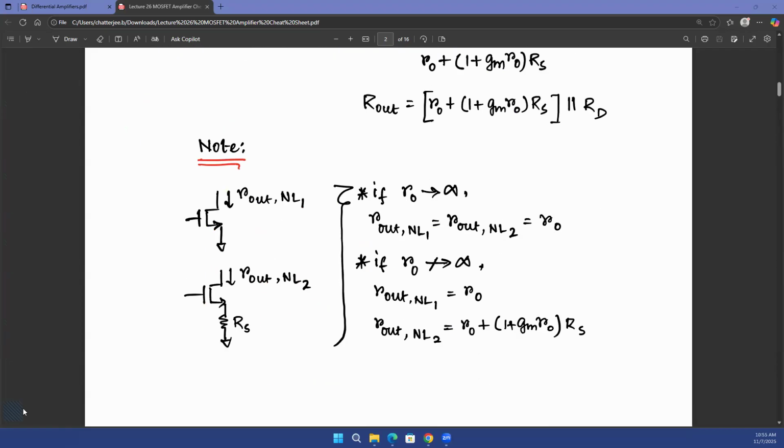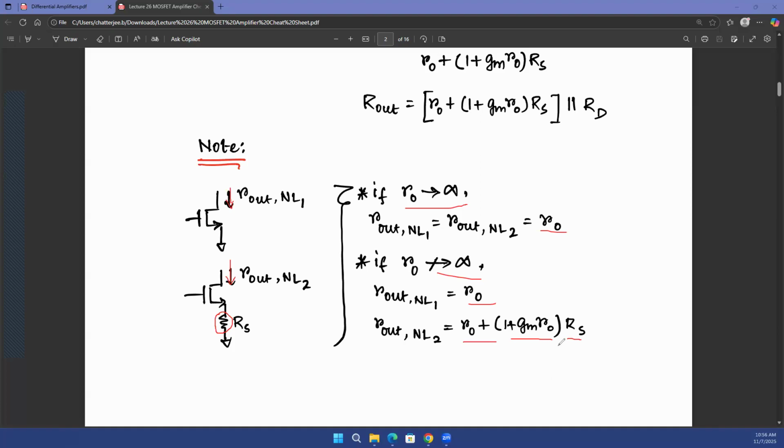All right. Please keep in mind that for the Rout looking into the drain terminal of the transistor, if ro tends toward infinity, then your Rout looking into the drain is ro. If ro is not equal to infinity, then without the RS, you see ro. With RS, you see ro plus gm ro times RS. So it's as if you are not only seeing ro looking into the drain terminal, you are also seeing a multiplied version of this RS.